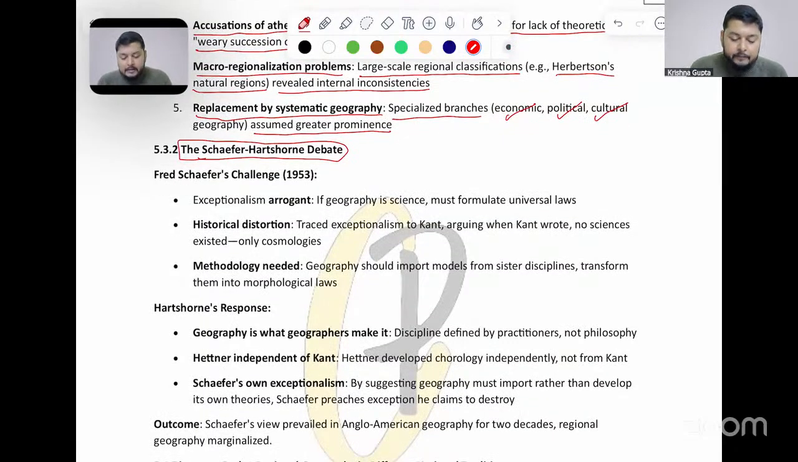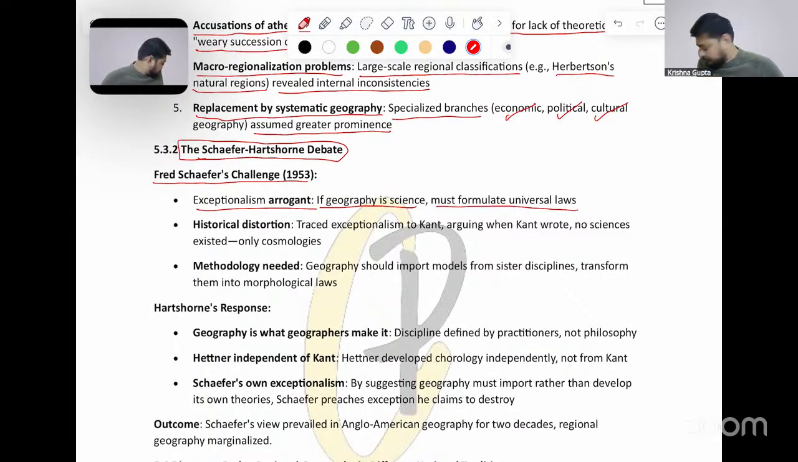Let's look at this. Then Schaefer's challenge in 1953: exceptionalism is arrogant. If geography is a science, it must formulate universal laws. Basically, geography as a part of regional studies was not able to formulate laws because the data could not be captured into systems.